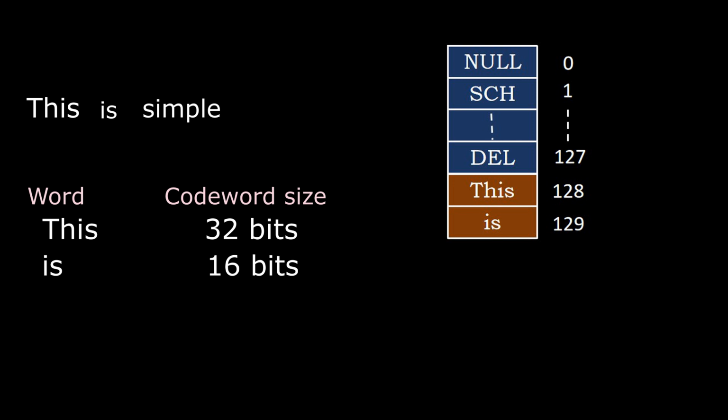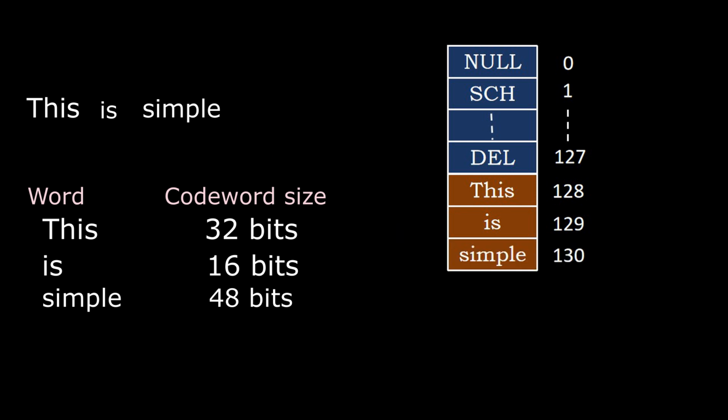As "simple" is not available there, the 8-bit index used for representing the letters S, I, M, P, L, E will be transmitted separately. So as a result, 6 into 8, 48 bits are used for representing the word "simple". And again, the new word "simple" is stored in the character set.